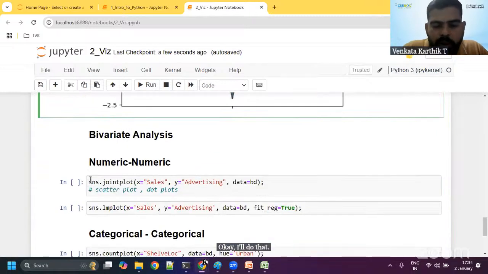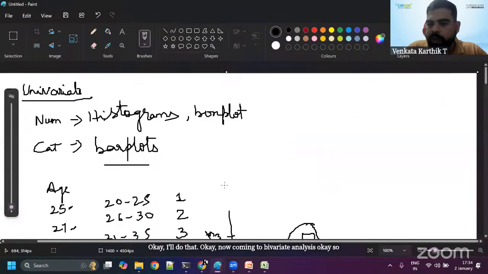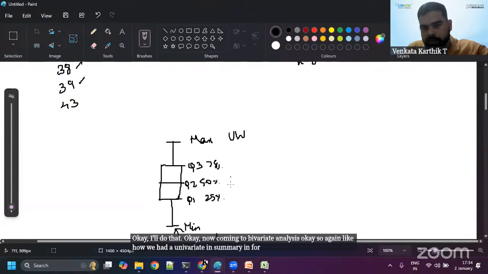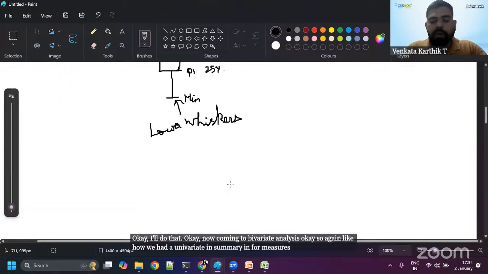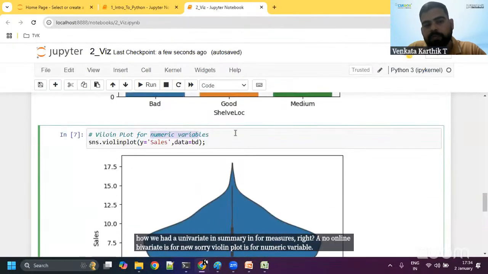Okay, now coming to bivariate analysis. Again, like how we had univariate summary measures, right? No, Amlan. Sorry, the violin plot is for a numeric variable. Okay, it's for a numeric variable.